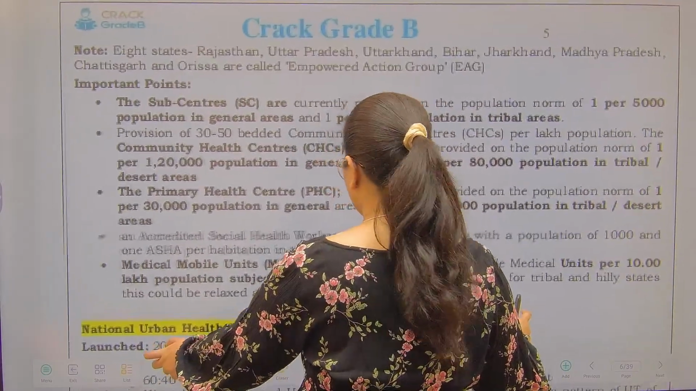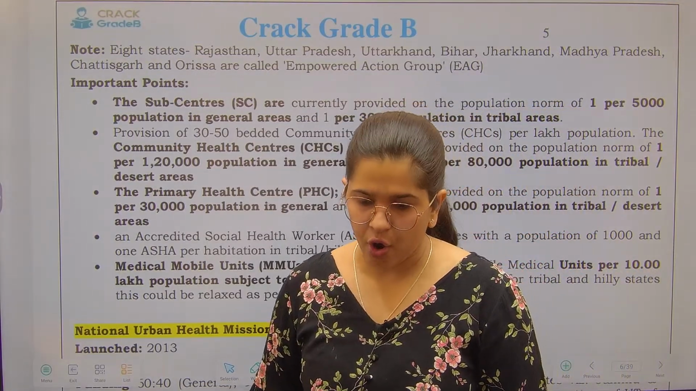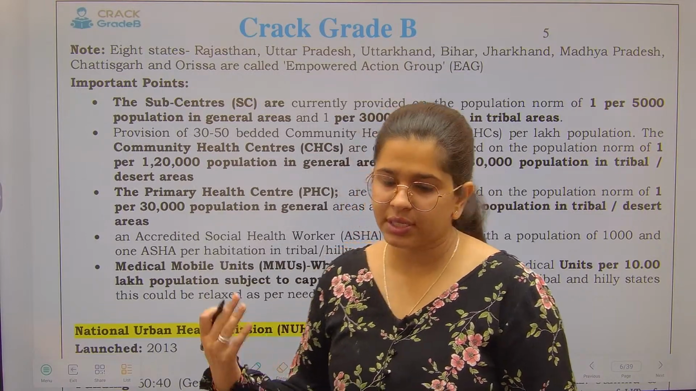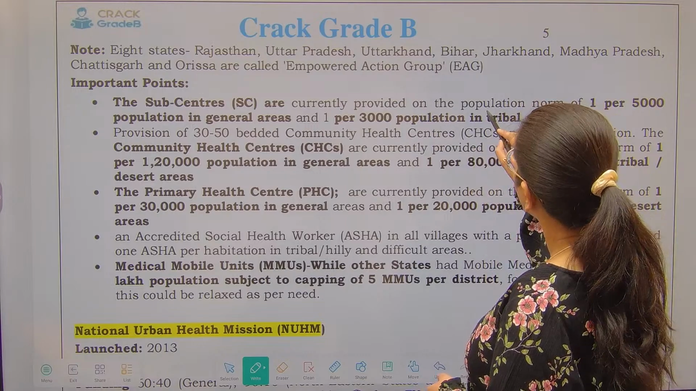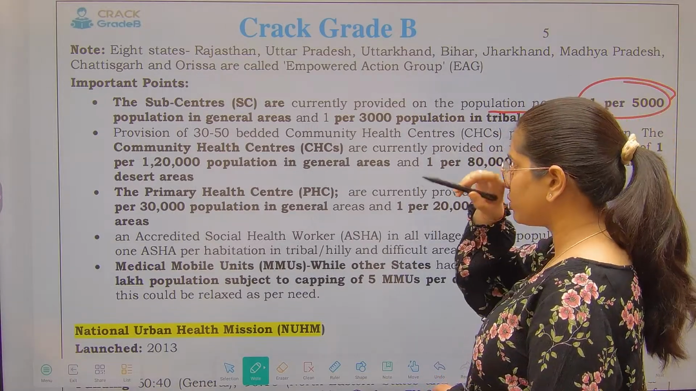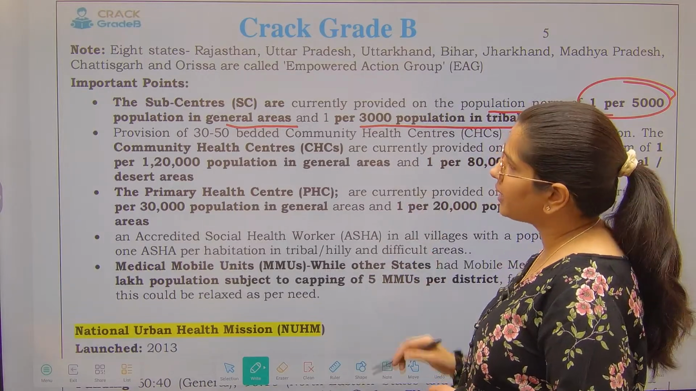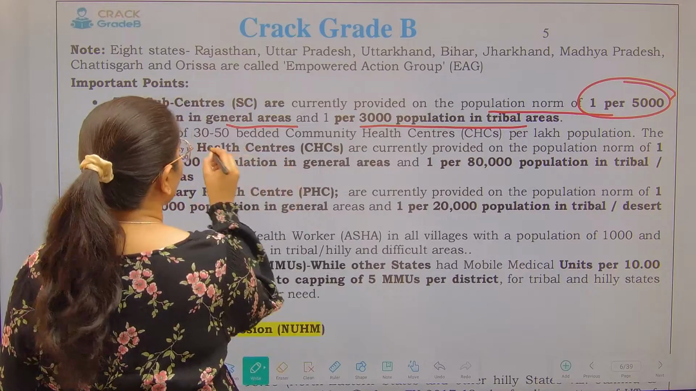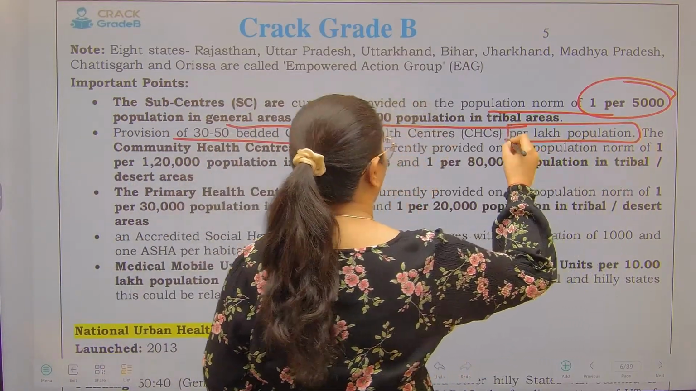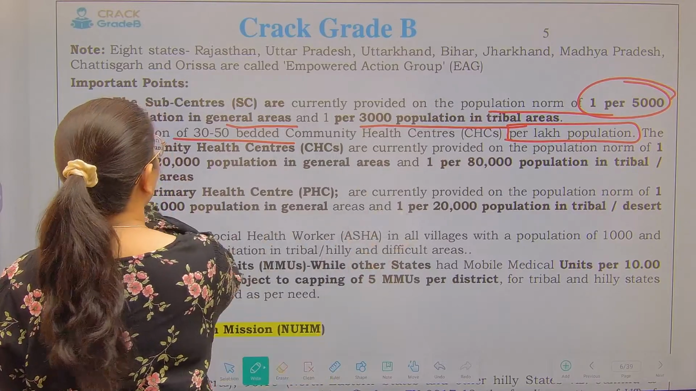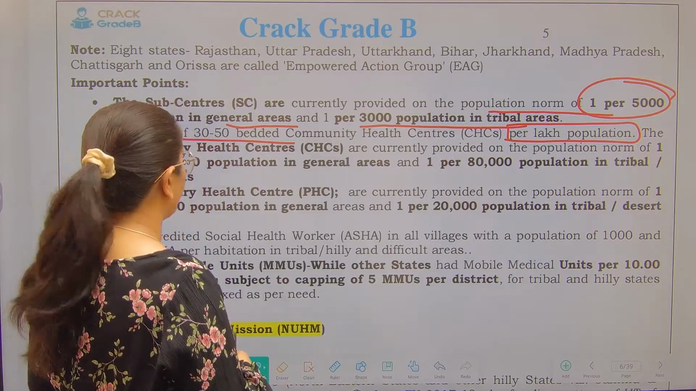Now here comes the important point which you should be remembering. That means the infrastructure development. At what level we are going to consider them, or at what level we are going to talk about them. So see over here. The first point is sub-centers are currently provided in a population norm of 1 per 5,000 population in general areas and 1 per 3,000 population in the tribal areas. This is the current thing. But now what you want to do? There should be a provision of 30 to 50 bedded community health center as per the per lakh population, right? Currently, this is being provided 1,20,000 in general areas and 1 community center per 80,000 population in tribal desert area.